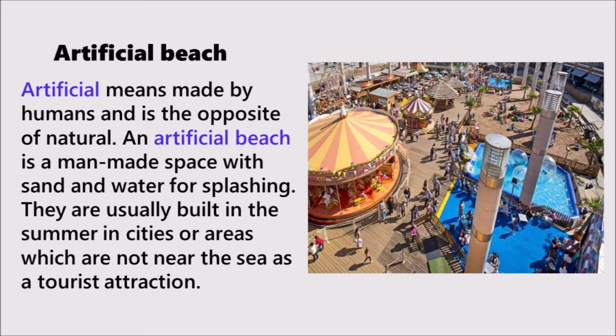Artificial beach. Artificial means made by humans and is the opposite of natural. An artificial beach is a man-made space with sand and water for splashing. They are usually built in the summer in cities or areas which are not near the sea as a tourist attraction.